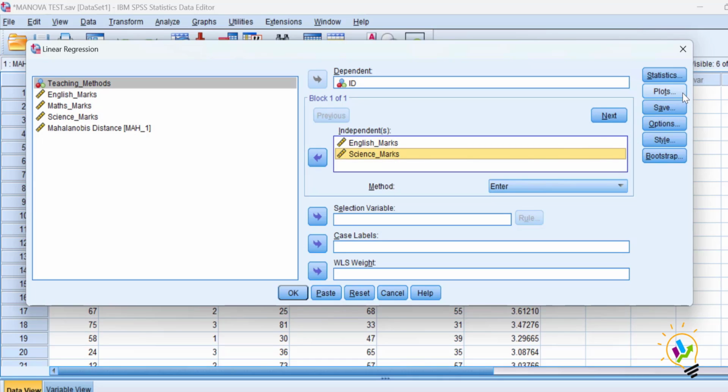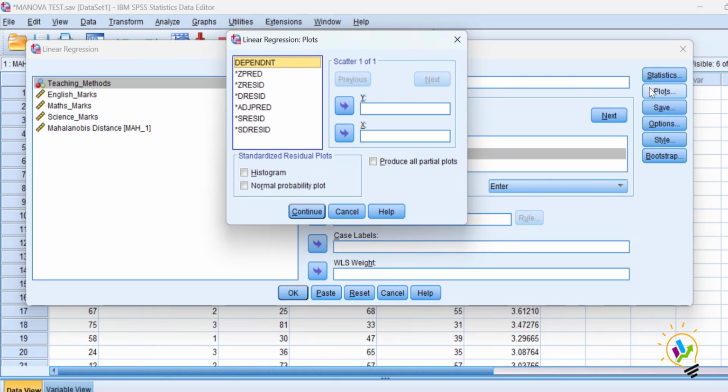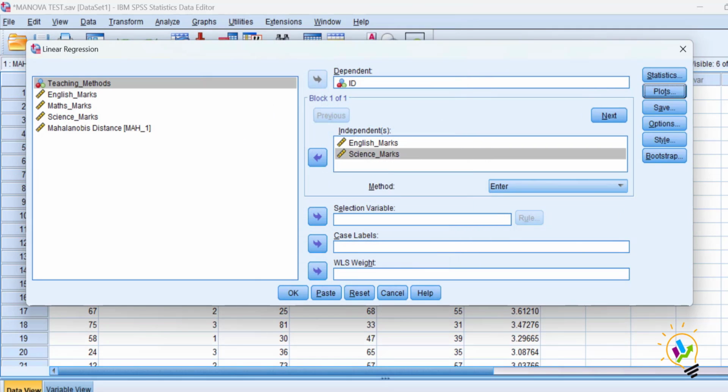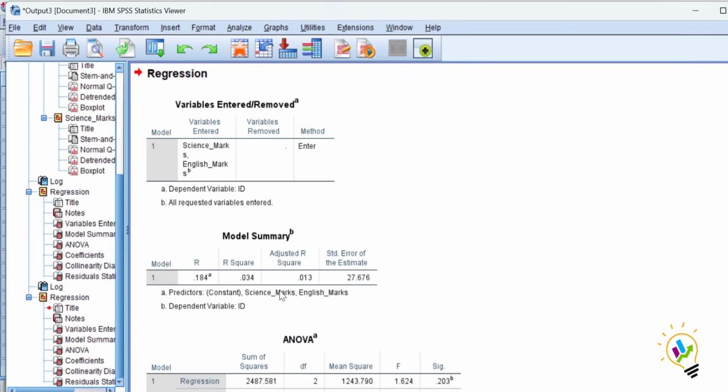Go to options. In options, no, not options. Go to plots, not plots. Go to statistics. In statistics, select collinearity diagnostics. This one you must select. Click continue and click OK.